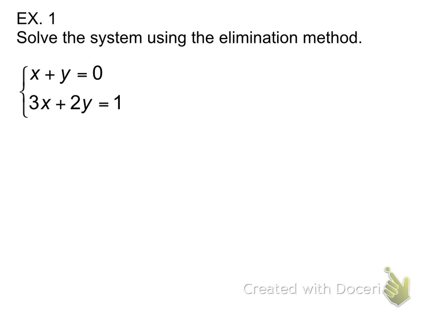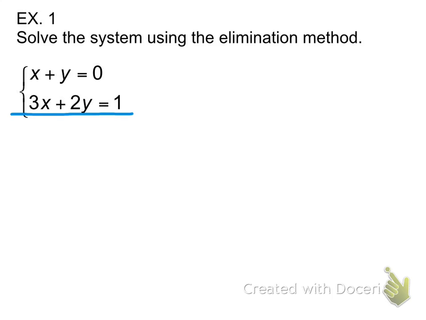Example 1 says to solve the system using elimination. So I have x plus y equals 0 and 3x plus 2y equals 1. Automatically when I look at these two equations, nothing is going to cancel when I try to add these equations together. The x's are both positive, the y's are both positive, and they're different numbers, so nothing's going to go away. So I need to multiply something times one of the equations to get one of the variables to cancel. It doesn't matter which variable you choose. Sometimes it's easier with x, sometimes easier with y, or it makes no difference.